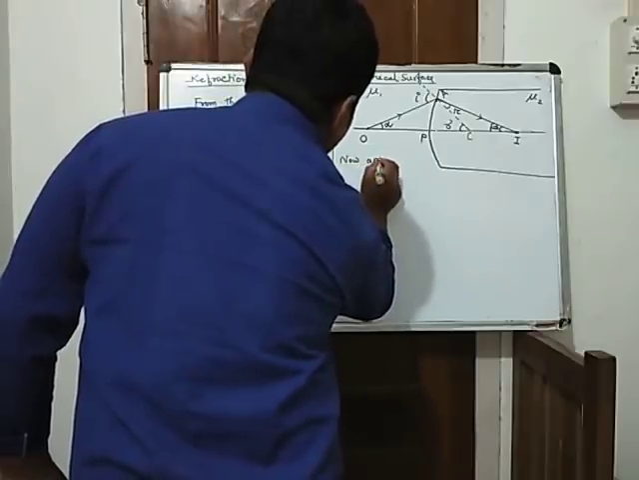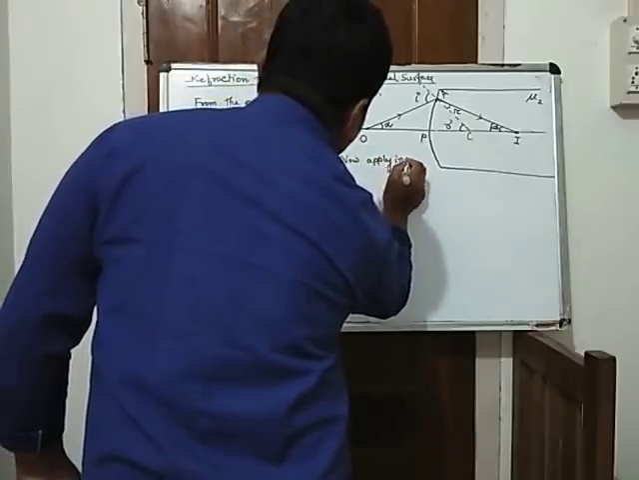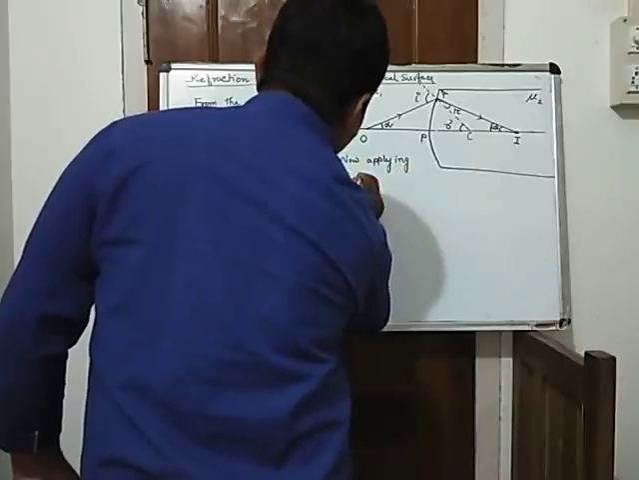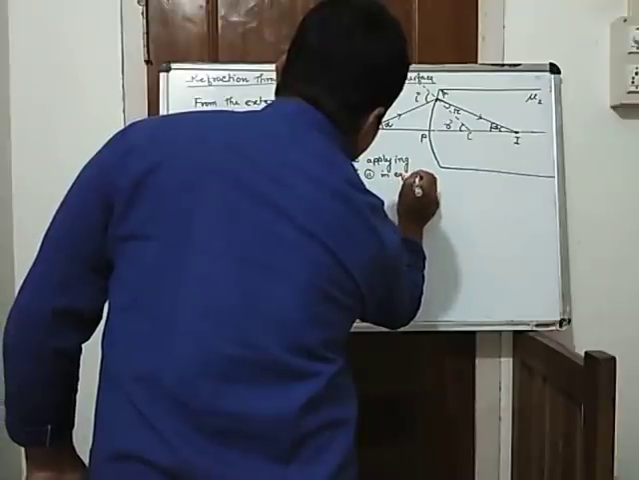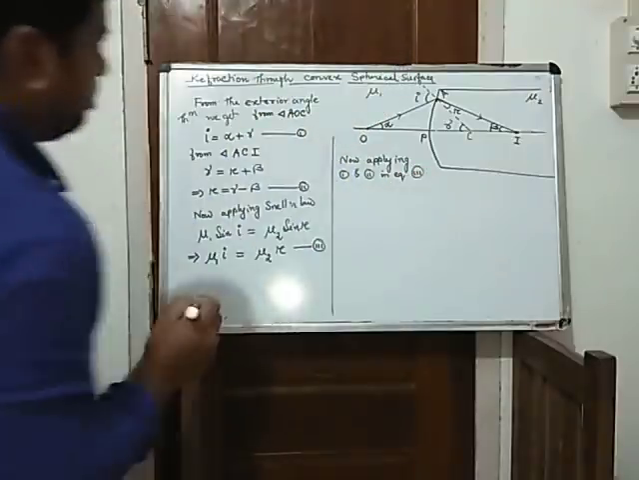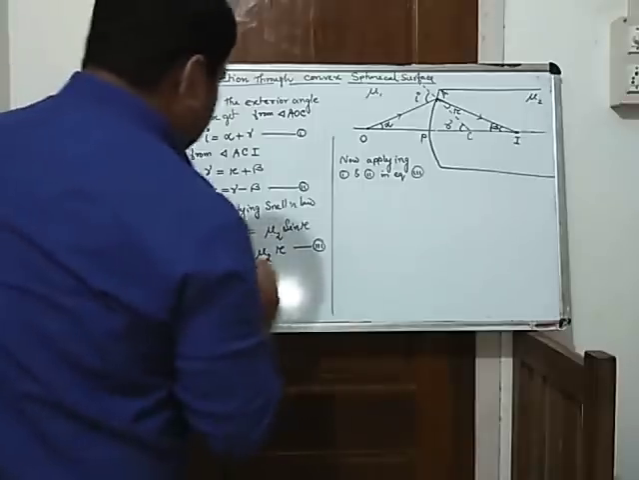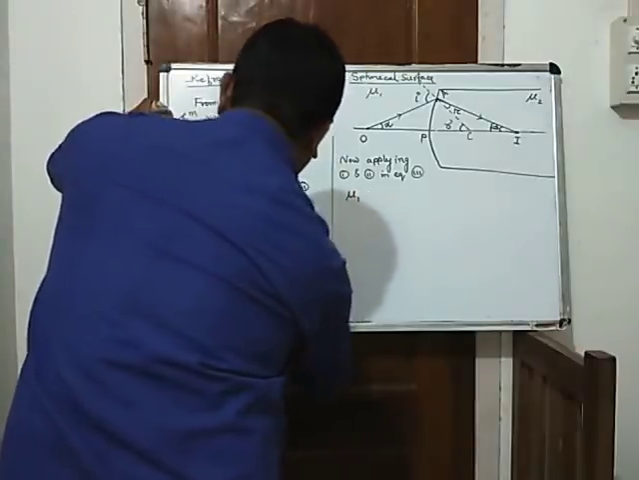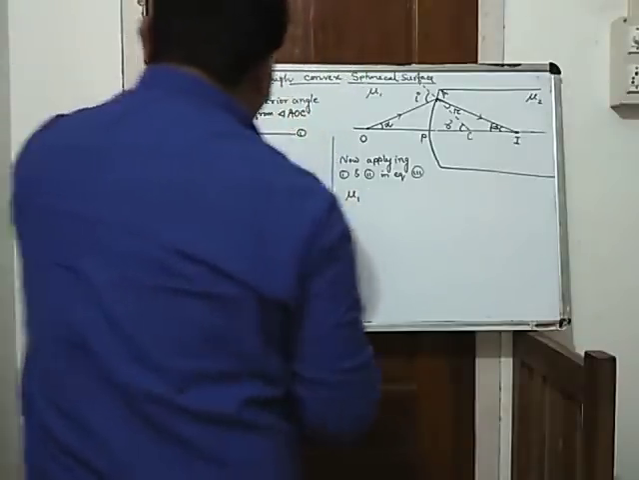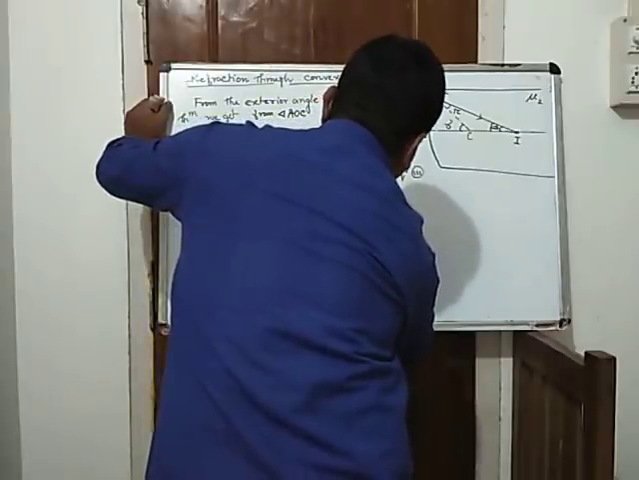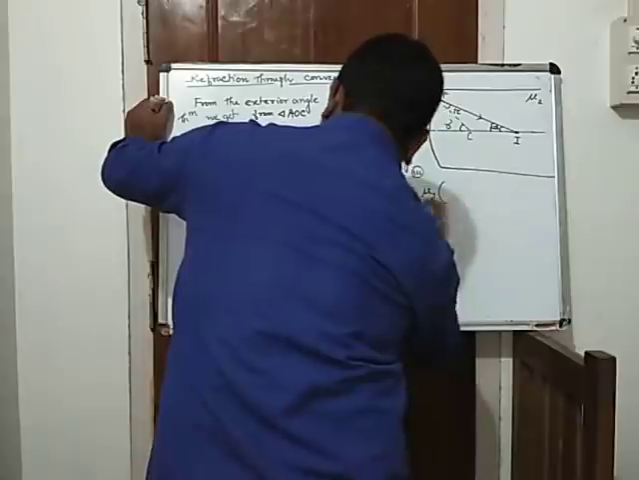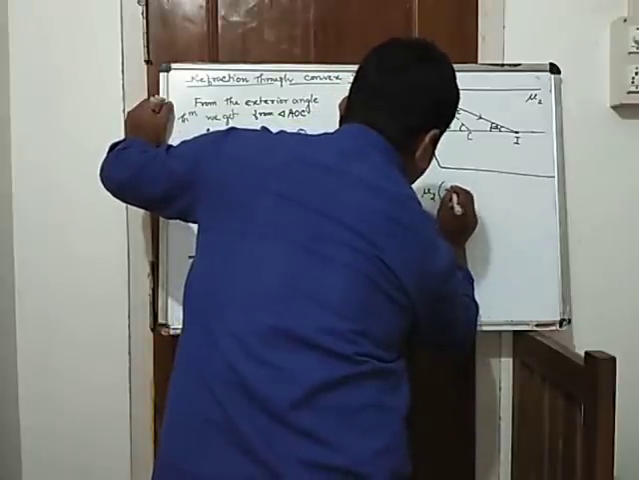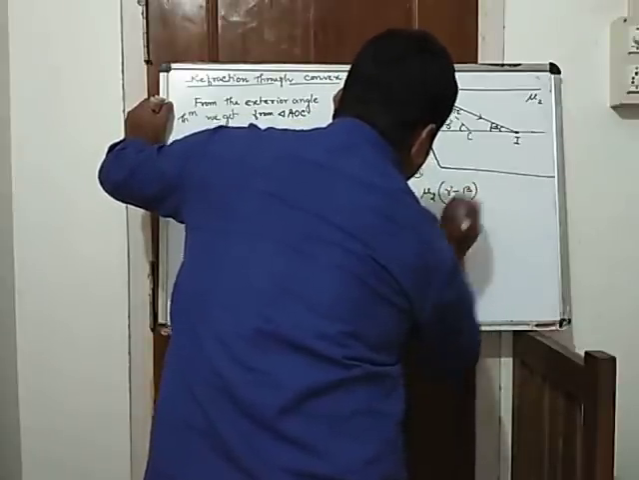Now applying 1 and 2 in equation 3. Then, mu 1 means alpha plus gamma, and mu 2 means gamma minus beta.